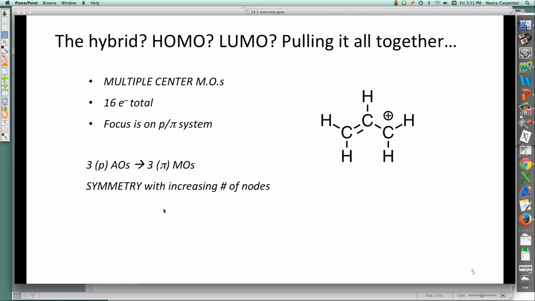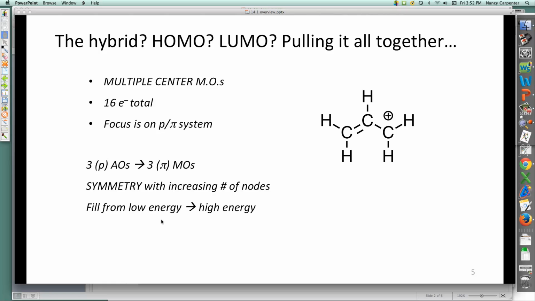Critical to the understanding and construction of molecular orbital diagrams is knowing that the molecular orbitals must be symmetric. So it is a given that whatever molecular orbitals we come up with, the electron density must be symmetrically distributed across the system. A corollary to this is that as the molecular orbitals build up in energy, the number of nodes in each molecular orbital will increase. So we start with 0 nodes, that's the lowest energy, 1 node, slightly higher in energy, and so on and so forth.